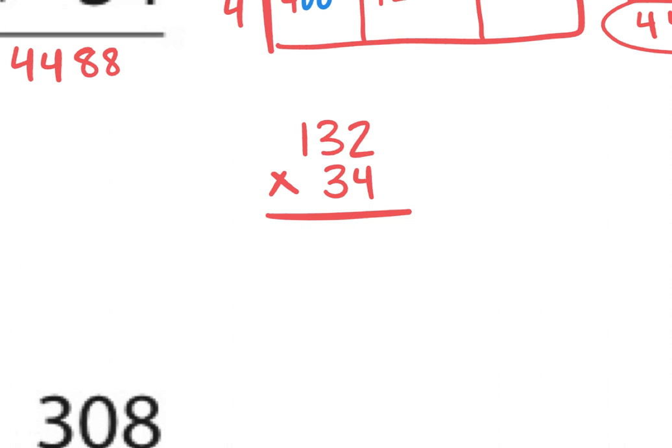Now, the partial product method is a little bit different than the area model method. The only real difference is that we're not drawing a big model and having to take up so much room on our paper. It's more efficient and more concise.